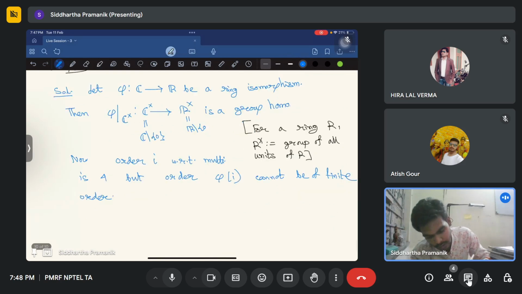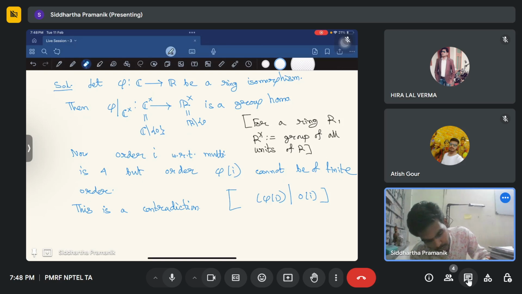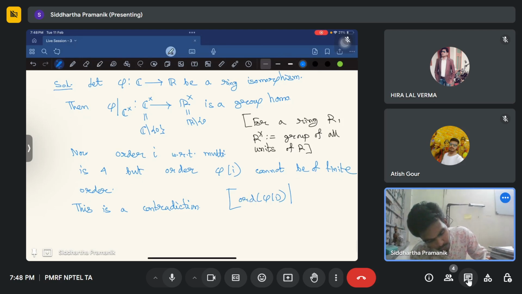So this is a contradiction. Because in a group homomorphism, order of phi(i) must divide order of i. Right? You just go back to your group theory course. So order of phi(i) must divide order of the element i. So this is not happening here. So this is a contradiction.